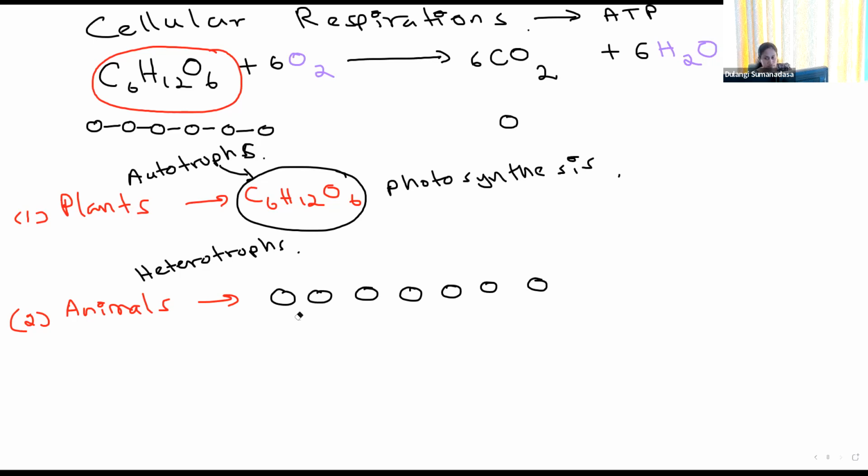So whether we can produce it by ourselves or we can get it from the other organisms, the substrate that needs to be available for the cellular respiration is the glucose. Right, so plants can make their own glucose, but we can get the existing other sources of carbohydrates and break it down to get our glucose. Right, so this is the glucose that can go through the cellular respiration.